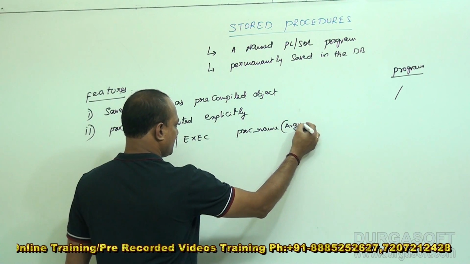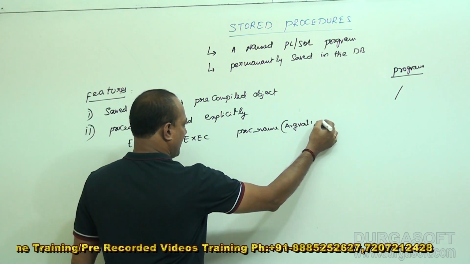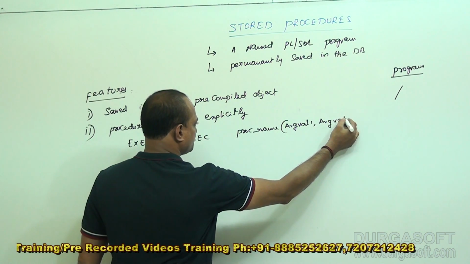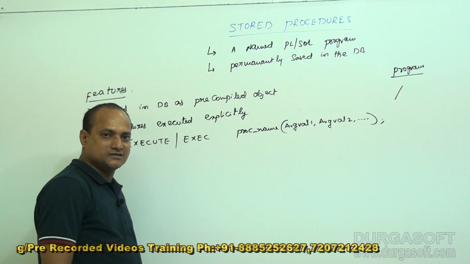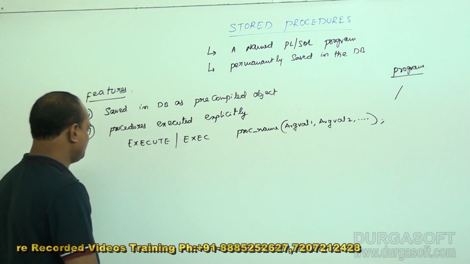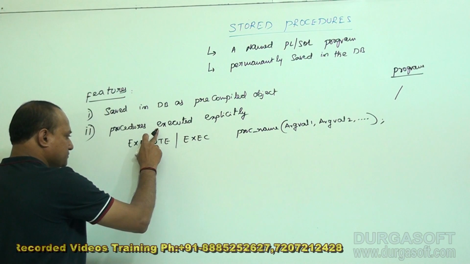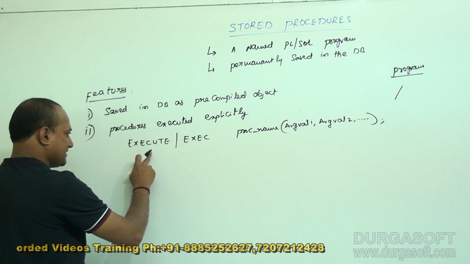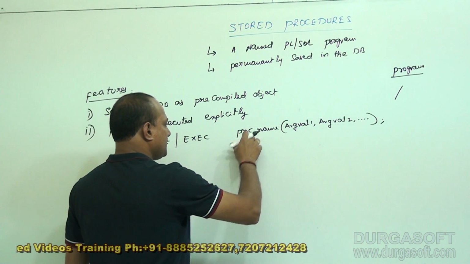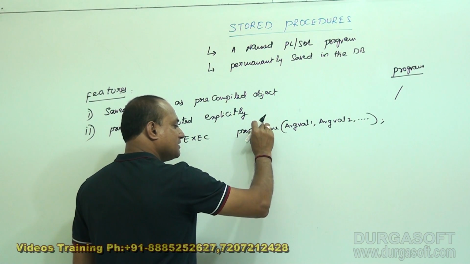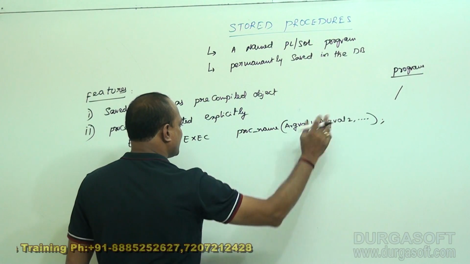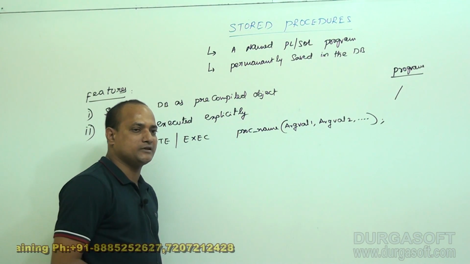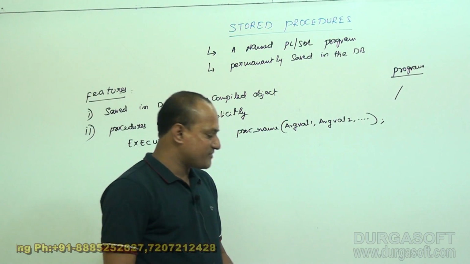Here, argument value 1, argument value 2, and so on. Remember this. If you want to execute a procedure, you need to write execute, then the procedure name. If the procedure takes runtime input values, submit the input values here: argument value 1, argument value 2, like this. Next one.